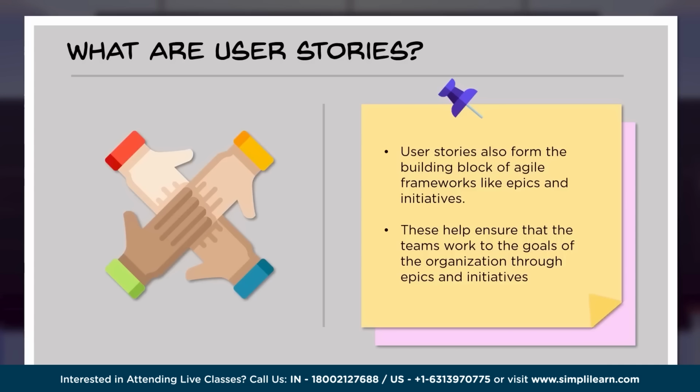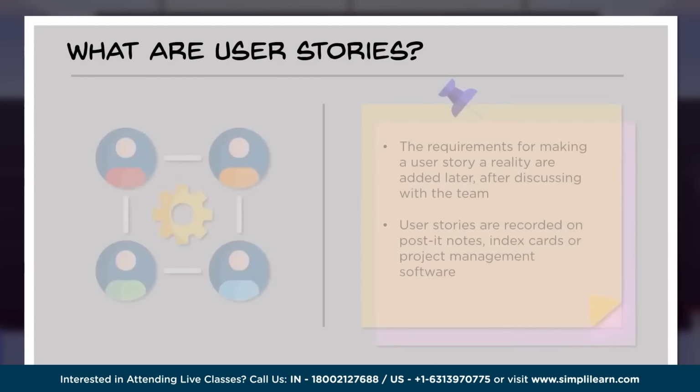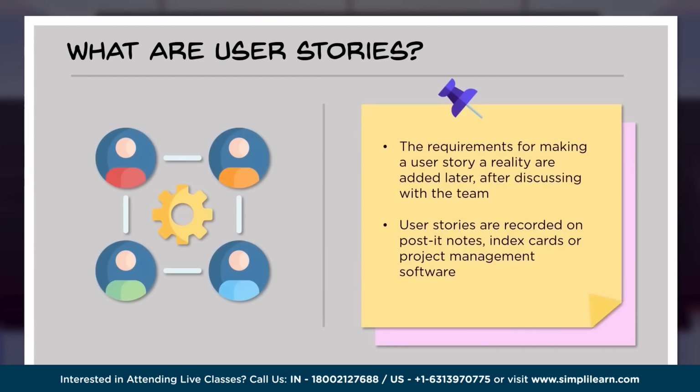So that particular role needs certain interfaces, and that visualization requires how the interactions happen. So the user story should help in understanding those. The requirements for making a user story a reality are added later after discussing with the team. So we created a user story, but it doesn't end there. There needs to be a further discussion to decide, yes, it is a valid user story. This will also help with prioritization, which needs to be taken up first.